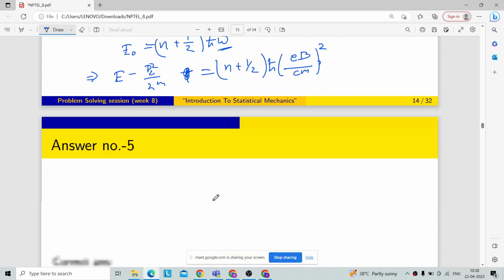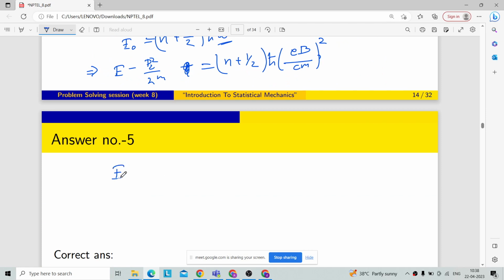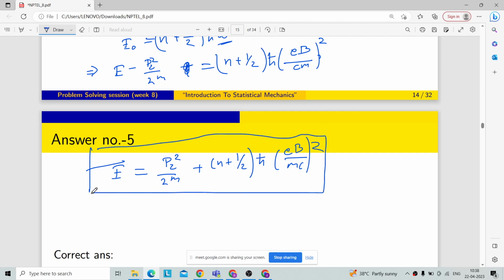Now I want the energy, so I will take this part to the right hand side. So this will become pz square over 2m plus n plus half h cross e b over m c. So this is the eigenvalue for my system which is in a magnetic field applied in z direction, right? So this is the answer.